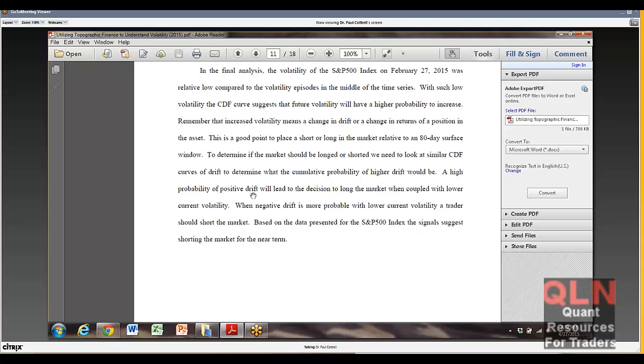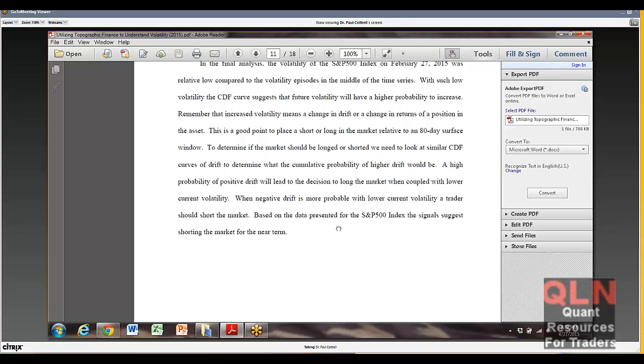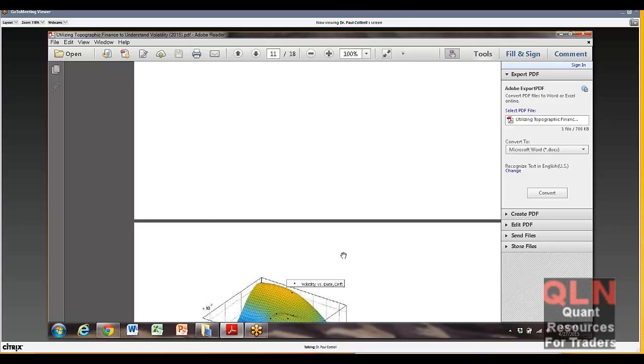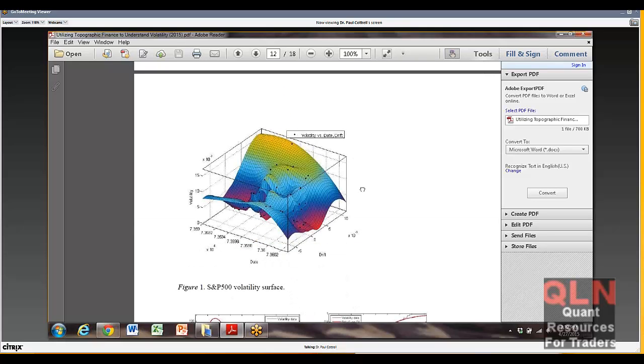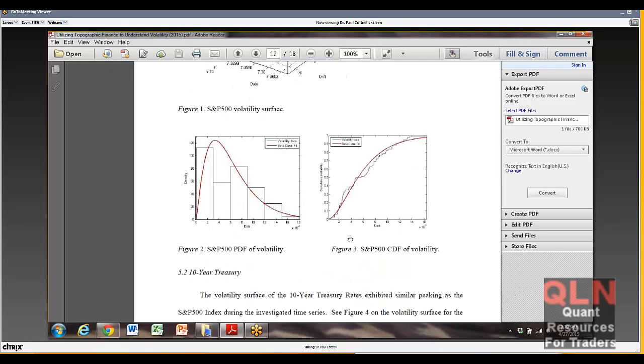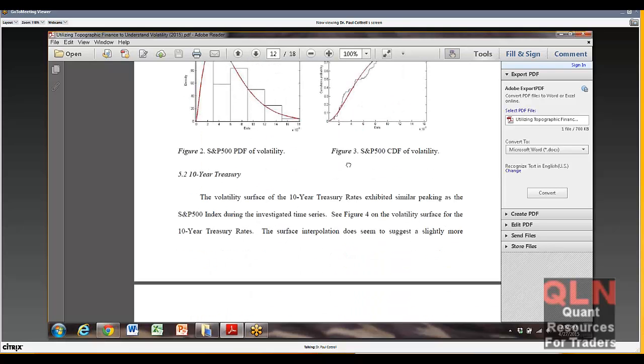A high probability of positive drift will lead to the decision to long the market when coupled with lower current volatility. The negative drift is more probable with lower current volatility. Traders should short the market. So this paper is kind of like explaining how to long or short the market based on the CDF function and the surface. Now let's take a look at the 10-year treasury within the time series.